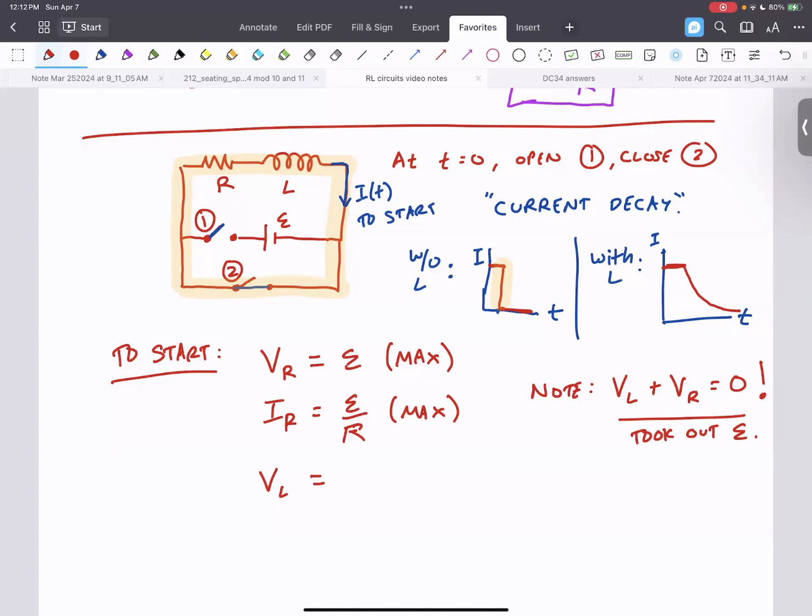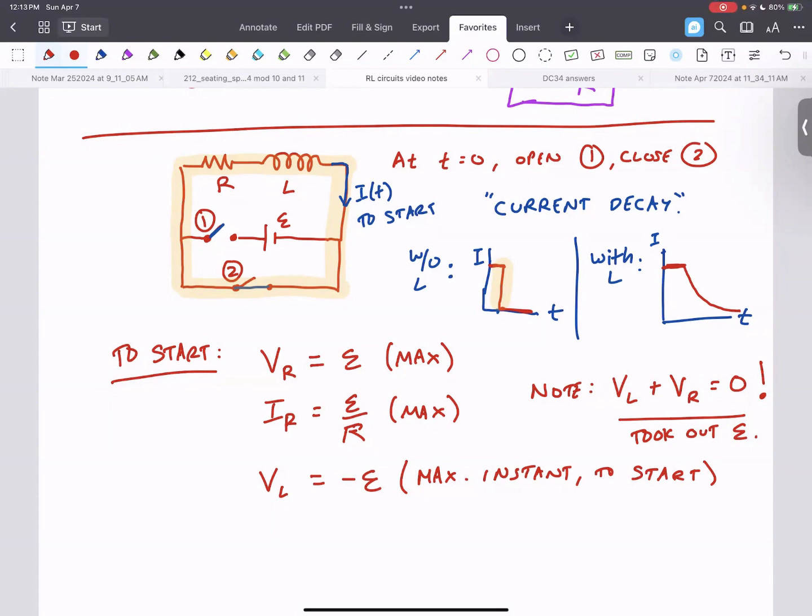And so what that means is that all of a sudden there's this current through the inductor, but it's trying to decrease. And the inductor is actually going to set up an opposite EMF to oppose it. So it's going to get negative E instantaneously. To start, because it all of a sudden has no source of EMF, it's going to instantly change which is positive and which is negative.